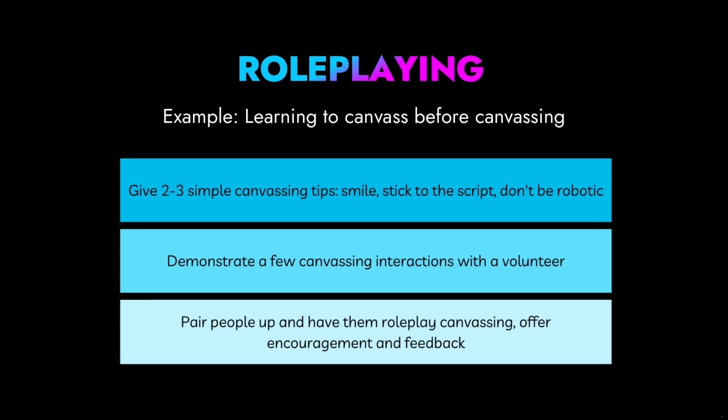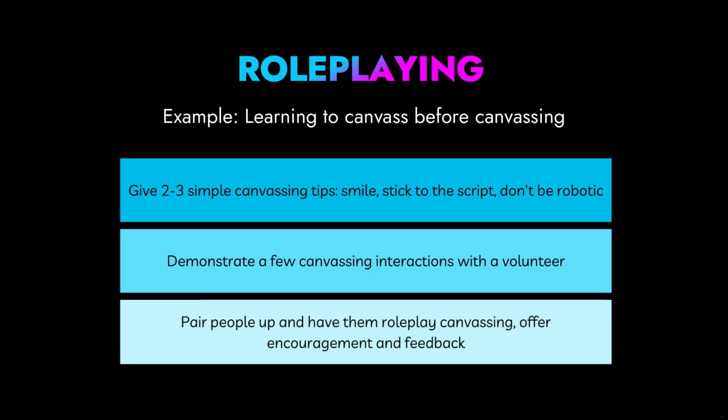For example, my 2 canvassing tips might be 1, smile, and 2, stick to your script but don't act like a robot. Once I've given those tips, I would then demonstrate how to canvass, so I'll ask one of my volunteers to pretend to be behind a door, and then I'll pretend to knock on their door, and I'll demonstrate a full canvassing interaction for the rest of the volunteers who are watching. And I might do it 2 or 3 times to show different scenarios and to make sure they've seen enough demonstrations.